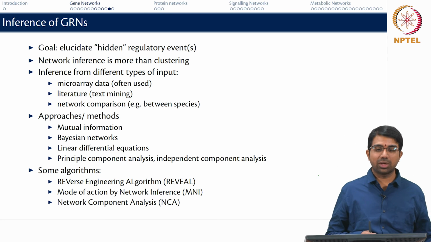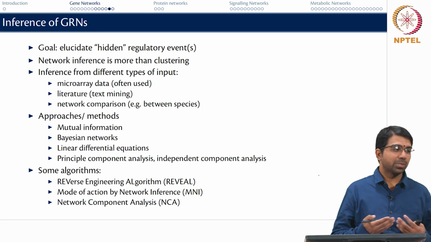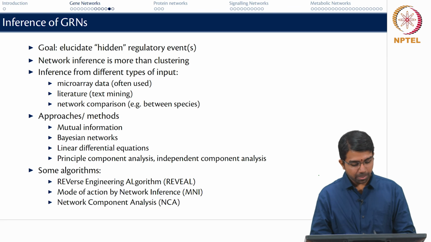You may have some known networks in some species. Can you compare your species with that and identify if there are going to be possible edges that will be conserved from that species to yours and so on.